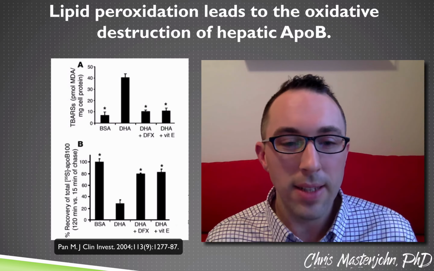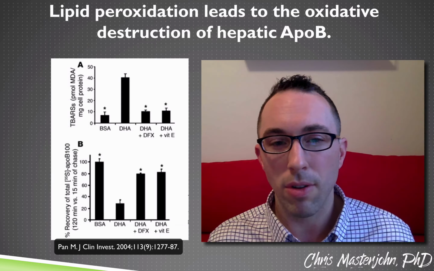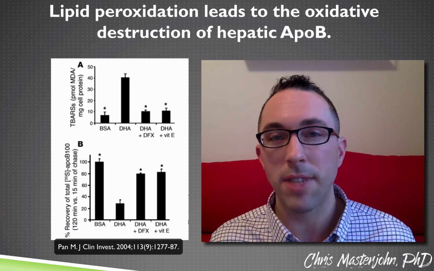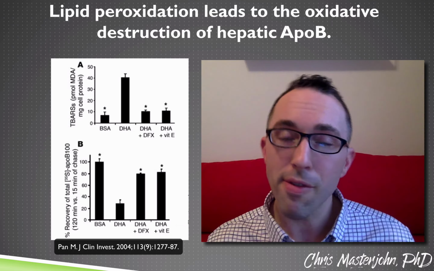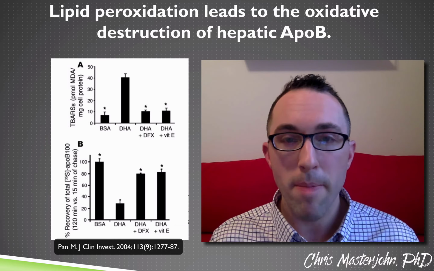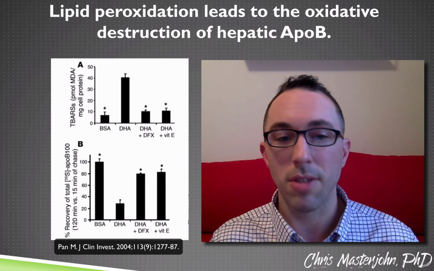Maybe it's the lipids in the membrane of the VLDL particle that are peroxidizing. Maybe that's causing oxidative damage to ApoB. Whatever it is, oxidative stress in the liver causes a massive decrement in ApoB secretion.